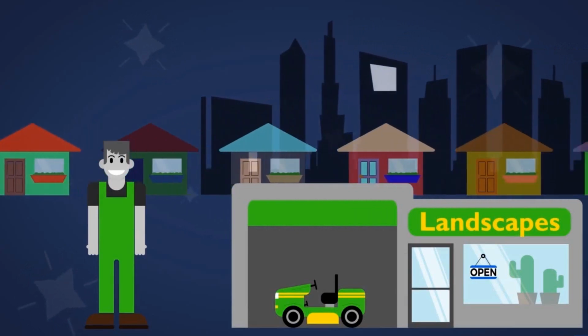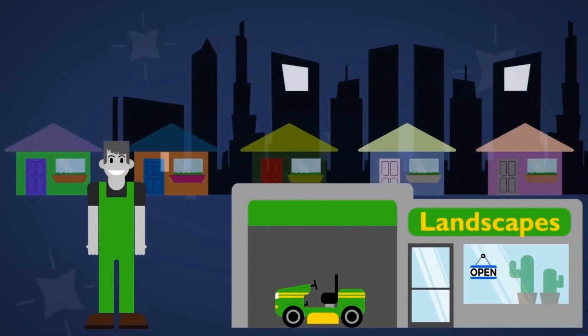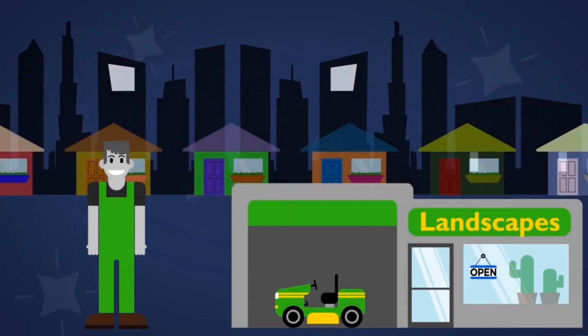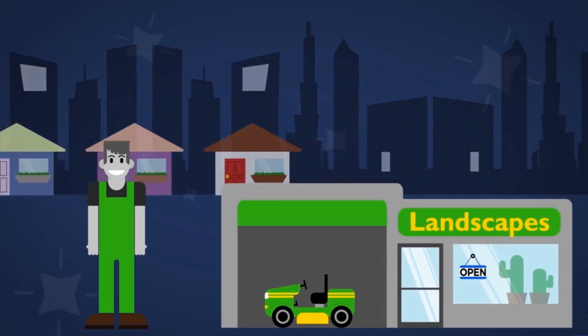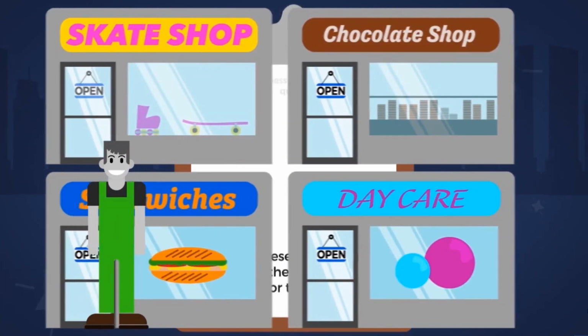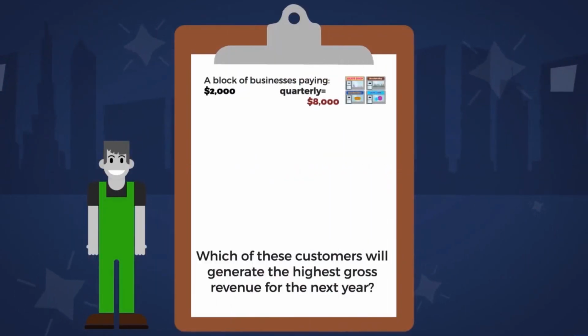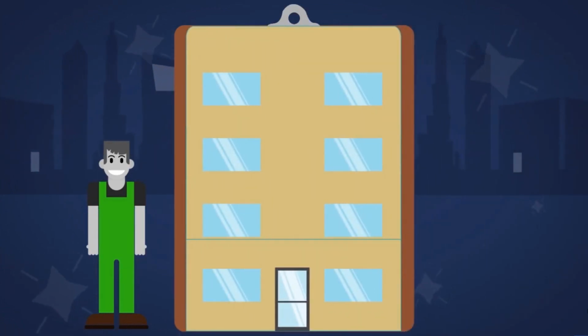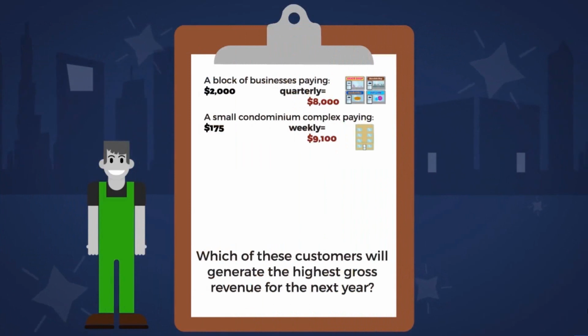months. He has numerous potential customers requesting his services. Which of these customers will generate the highest gross revenue for the next year? Time to break out your abacus. The block of retail businesses will pay quarterly, so 4 times in the next year for a total of $8,000. The condo complex will pay weekly, with 52 weeks in a year. That equals a total of $9,100.